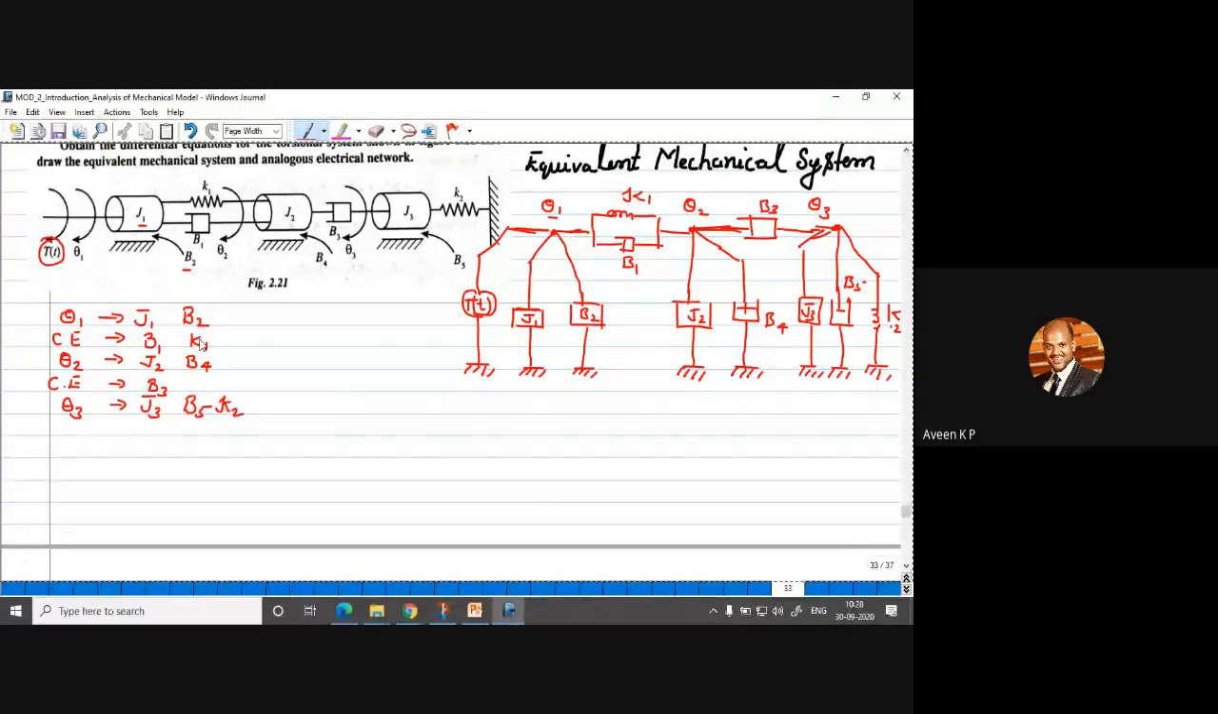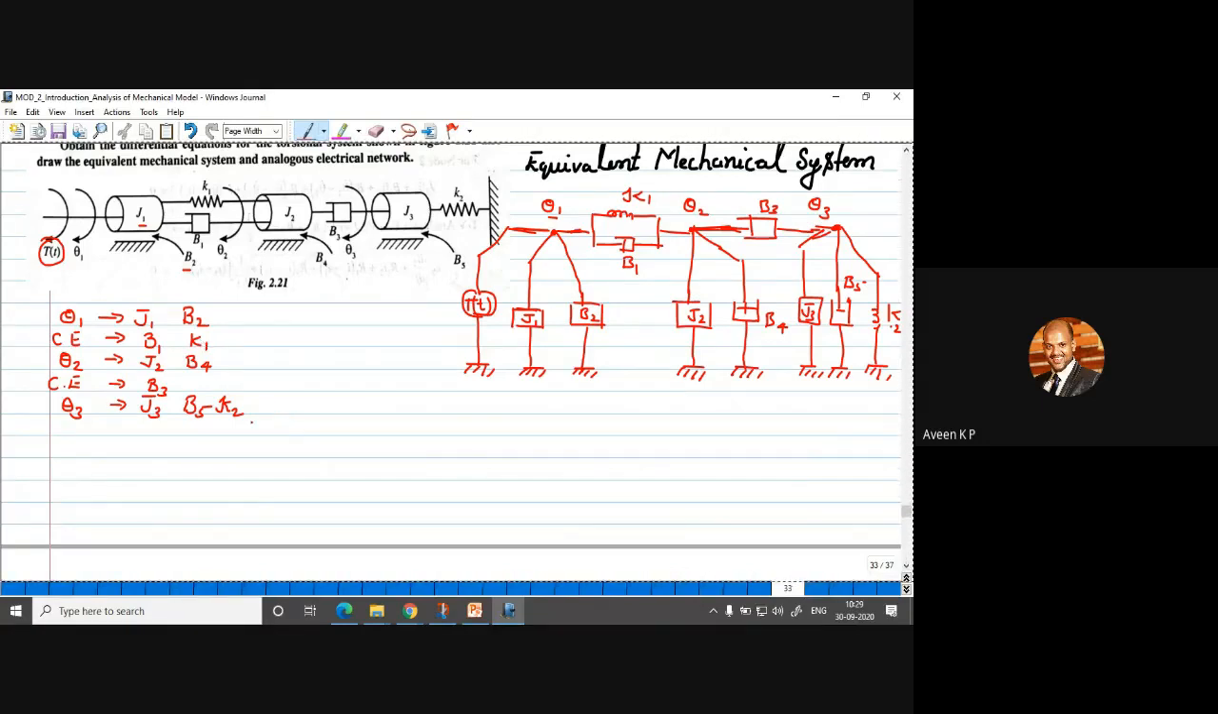Okay, you have already understood the method of obtaining the equilibrium equation of a mechanical system subjected to translational motion. Here it is subjected to rotational motion. So you should remember which terms come under translational and which terms come under rotational. Previously we talked about force-voltage analogy and force-current analogy. Here it is torque to voltage, torque to current.